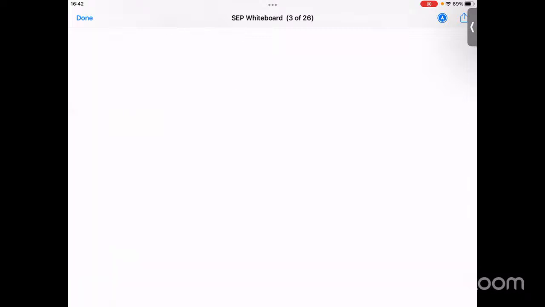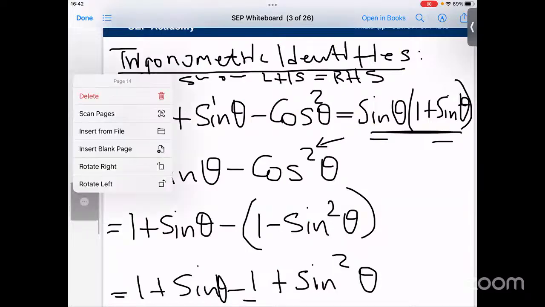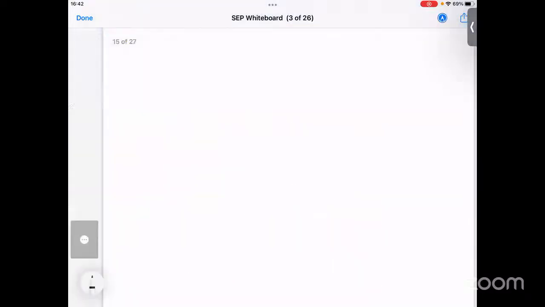Oh no, it has disappeared. Definitely disappeared, but it's fine. I'll just add a blank page there and then restart that part.